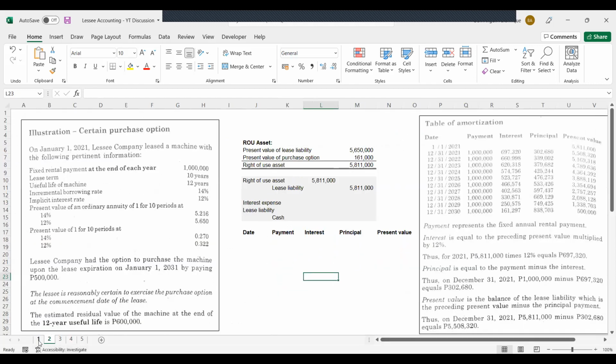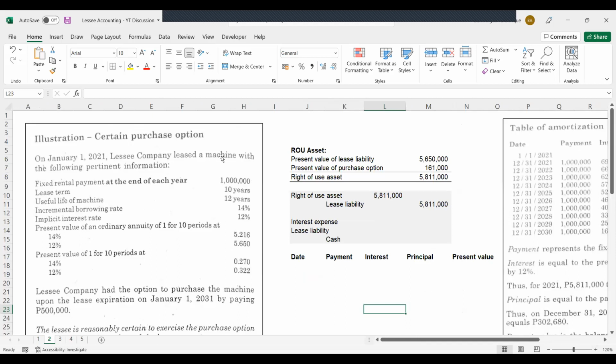Paano naman kapag binigyan ng option to buy or purchase? So, on January 1, 2021, lessee company leases a machinery with the following pertinent information. So, meron siyang fixed rental naman at the end of each year, 1 million ang rental niya. Lease term niya, 10 years. Useful life niya, 12 years. Incremental borrowing rate niya, 14%. Implicit interest rate is 12%. So, ang daming binibigay, diba? Mga pampagulo. Pero, if nakinig kayo kanina, alam nyo kung alin dito yung gagamitin nyo depending on the scenario.